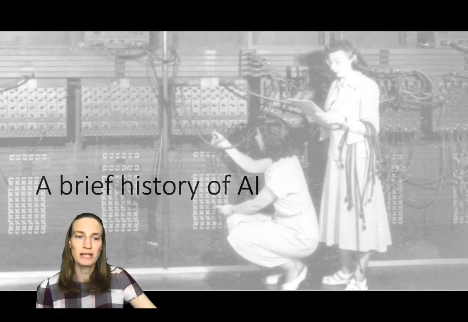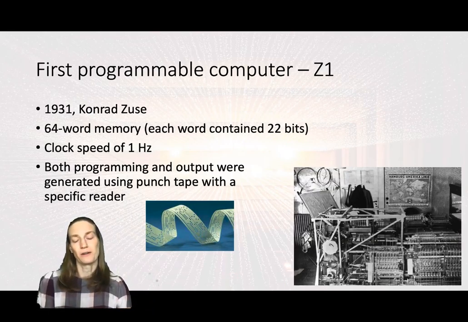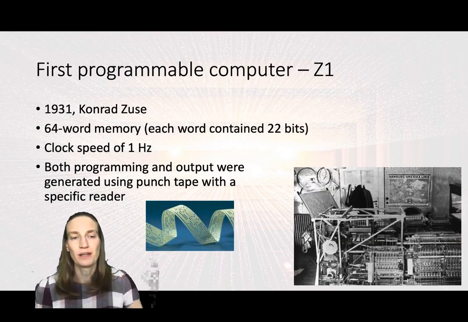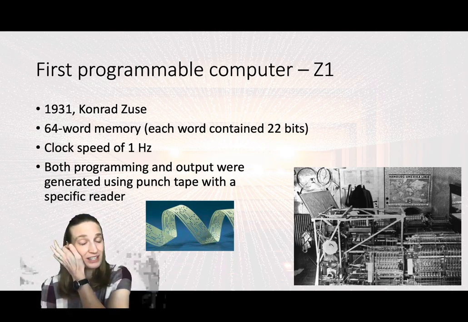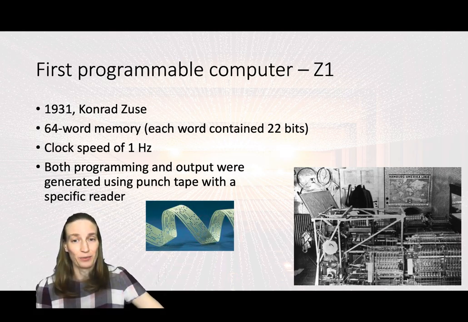Now there can't be any AI without computers, so when did this all get started? Generally, people consider the Z1 to be the first computer. Now, this particular computer was 1,000 kilograms in weight. It had about 20,000 parts, and its operating speed was 1 hertz.